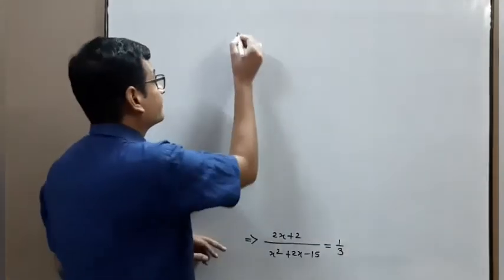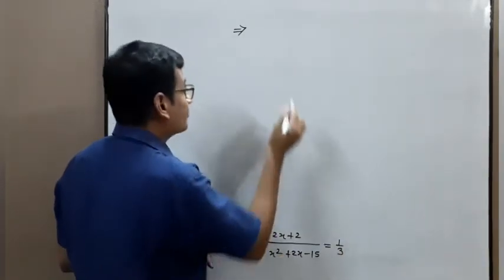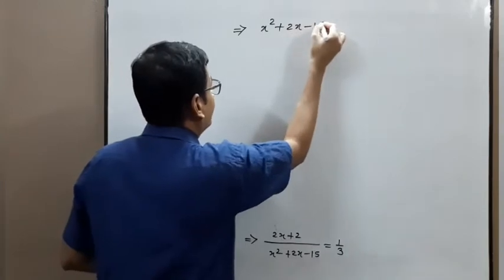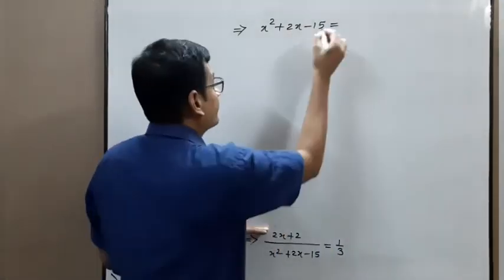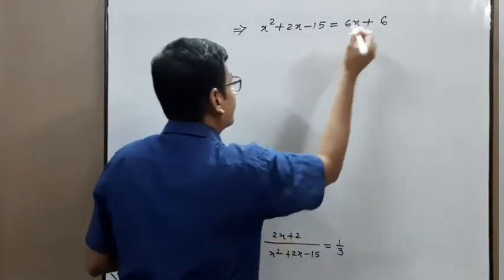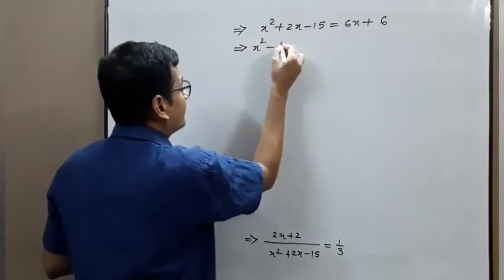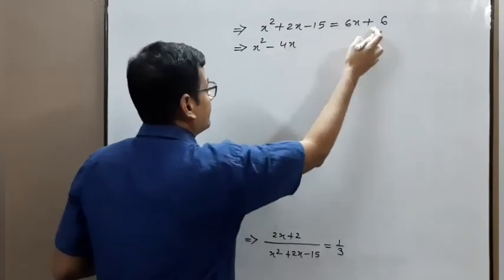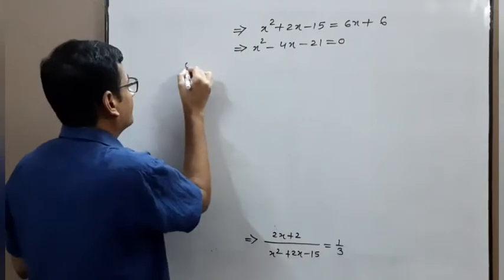Next step, cross multiply, so x square plus 2x minus 15 is equal to 3 into 2x, 6x, plus 3 into 2, 6. Rearrange: x square minus 4x, 2x minus 6x is minus 4x, minus 15 minus 6 is minus 21, equal to 0.